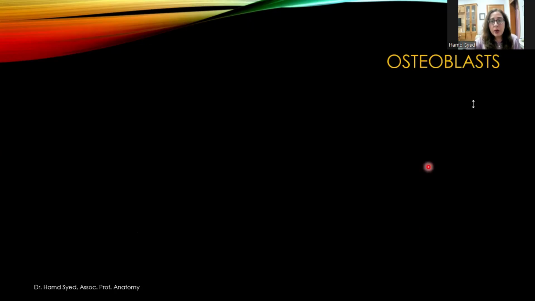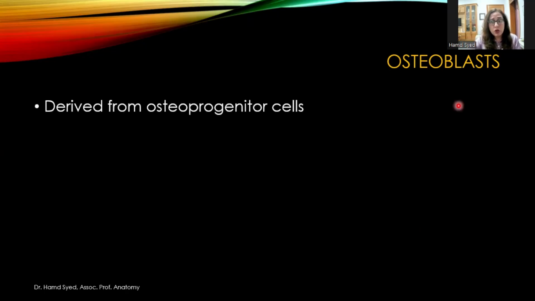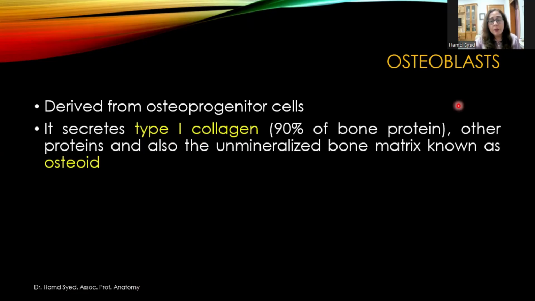Now, another cell type are the osteoblasts. When we use the word blast, we know that it is going to be a precursor to another cell type. So the osteoblasts are themselves derived from the osteoprogenitor cells, and they have the function of secreting type 1 collagen, which I already told you is 90% of bone protein. And they also secrete other proteins as well as the unmineralized bone matrix known as the osteoid.